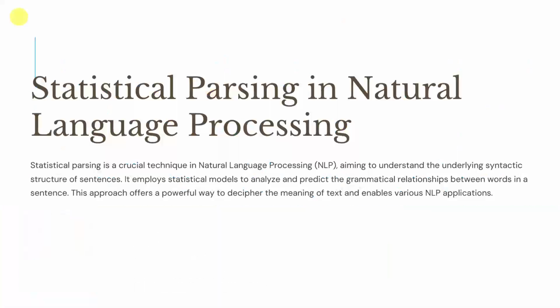What is statistical parsing in natural language processing? It aims at understanding the underlying syntactic structure of sentences. Here we employ statistical models to analyze and predict the grammatical relationships between the words in the sentence. It is also helpful to decipher the meaning of the text and enables various NLP applications. So indirectly, it is also one type of syntactic parsing technique, with some advancement.